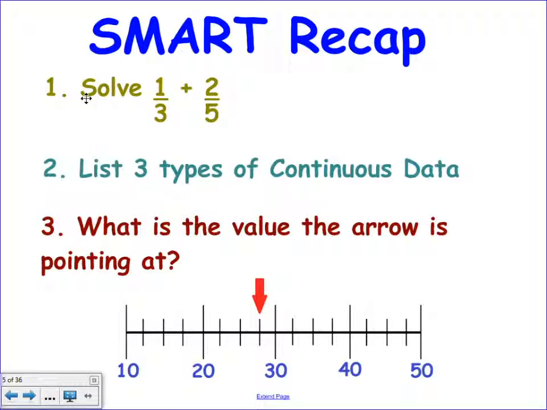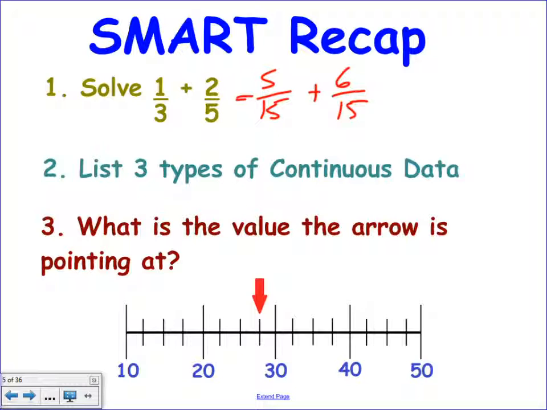Good. So you can't add thirds and fifths, so you need a common denominator, which is 15. Brilliant. So we're going to turn these 2 fractions into something over 15. 3 goes into 15 5 times, so I have to multiply the numerator by 5. 5 over 15 is exactly the same fraction as 1/3. When we do the same for 2/5, 5 goes into 15 3 times. 3 times 2 is 6. So 6 over 15 is exactly the same fraction as 2 over 5.